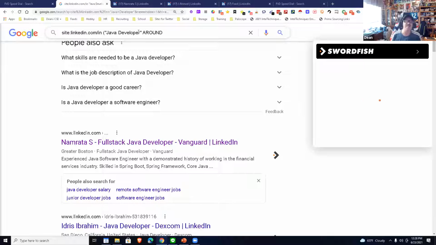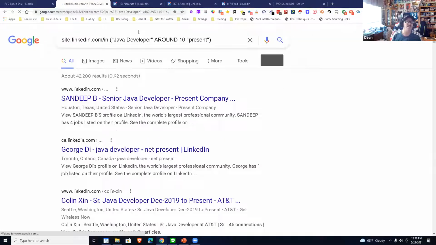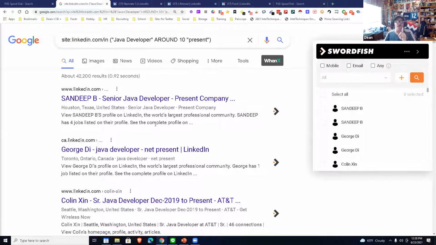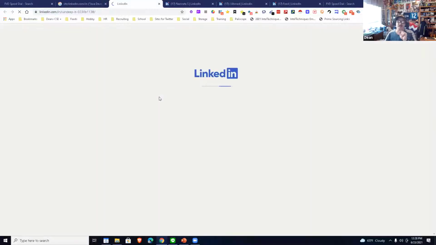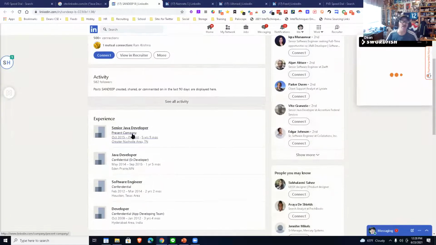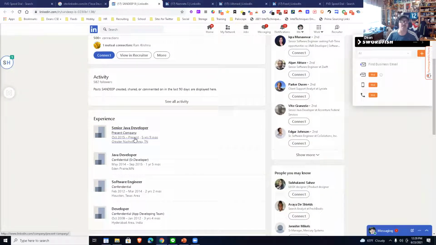Around, we'll say 10, and we'll use the word present. Notice the number went down, but I guarantee you every single one of them right now are people who currently have the title of Java developer. But why? Because we found the anchor word that appears in all profiles of people who are currently working, and it's present. And we're saying, look, within 10 words, forward or back, of present, see 1, 2, 3, guess what? Java developer.